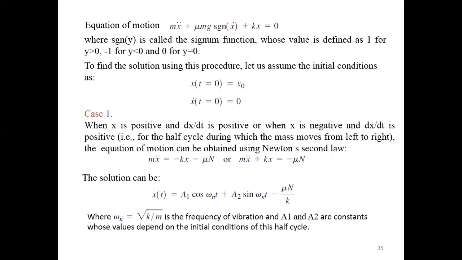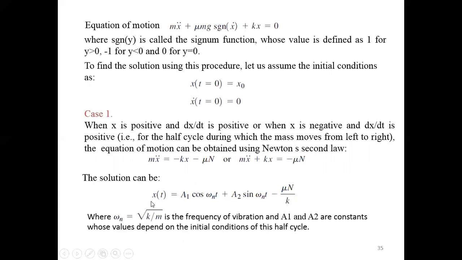Now we are taking case 1 when x is positive and dx by dt is positive, or when x is negative and dx by dt is positive, right? So take the equation m x double dot equal to minus kx minus mu N, or m x double dot plus kx equal to minus mu N, right? So this solution can be determined as x(t) equal to A1 cos omega n t plus A2 sin omega n t minus mu N by k. How? With respect to the previous theory, the viscous damping theory.